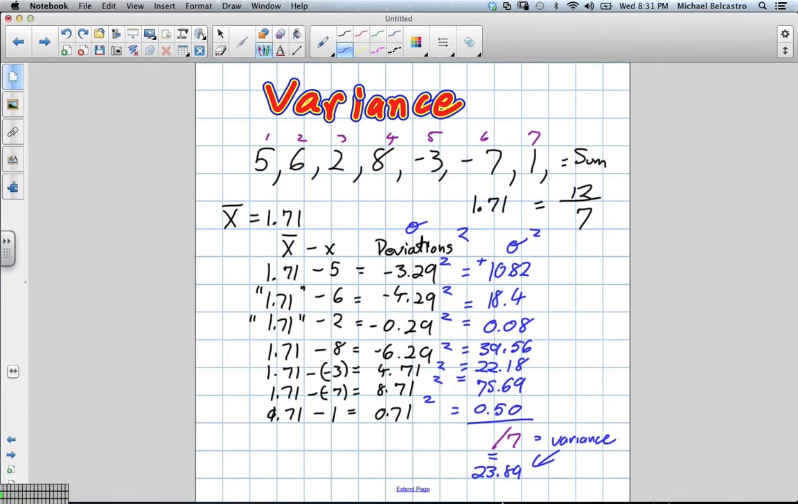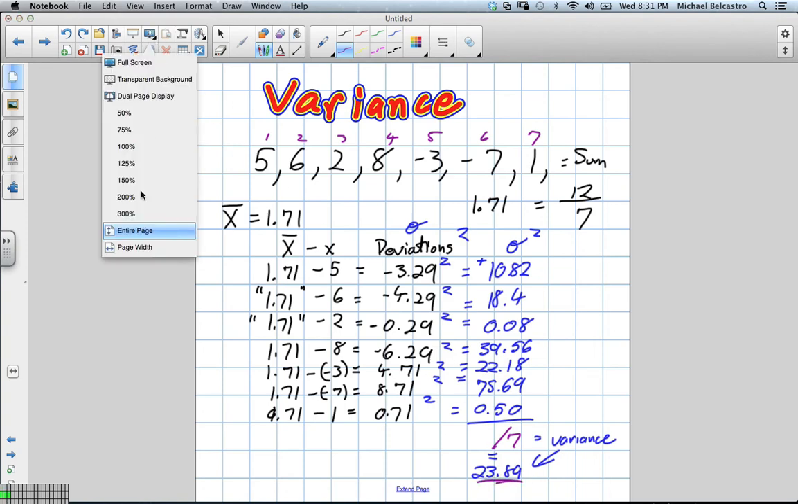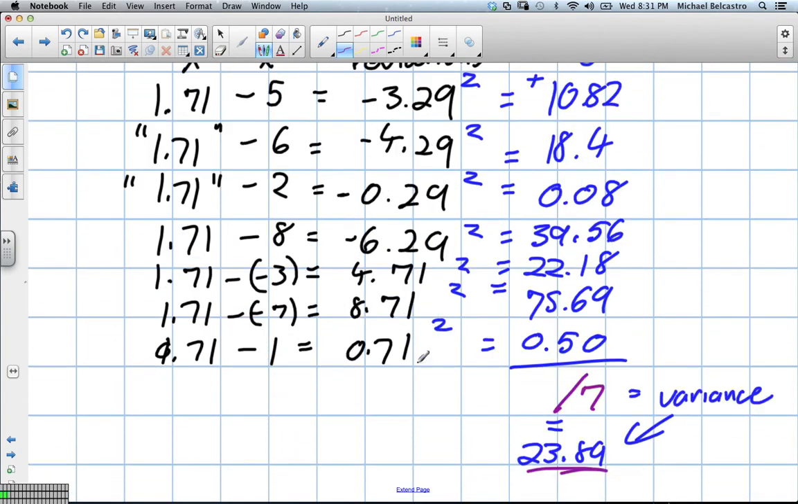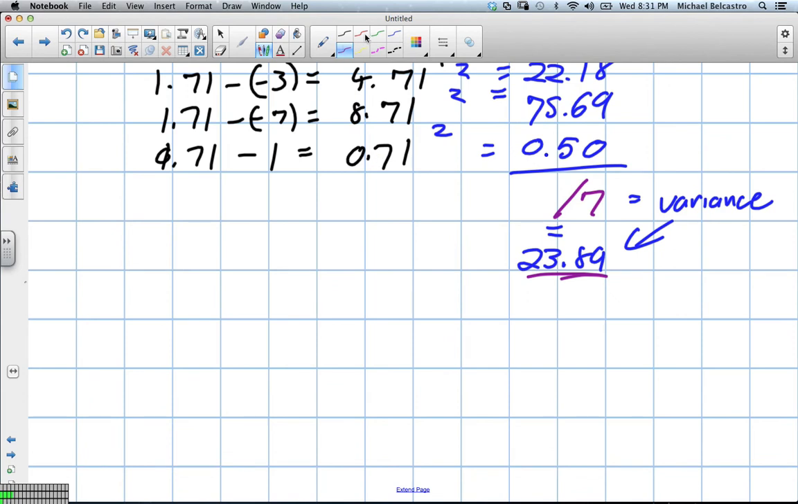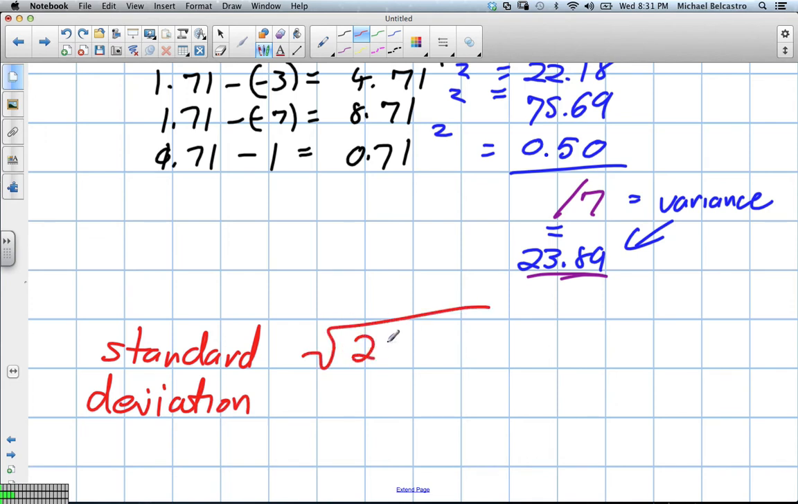Okay, so we found the variance. And now what I'm going to do is I know we just said we were going to work with variance, we're going to square root this value. When you square root this value, it finds the standard deviation. Okay? So we take the root of 23.89, and what did you say it was? 4.88. 4.88? Okay, great. So that's our standard deviation.